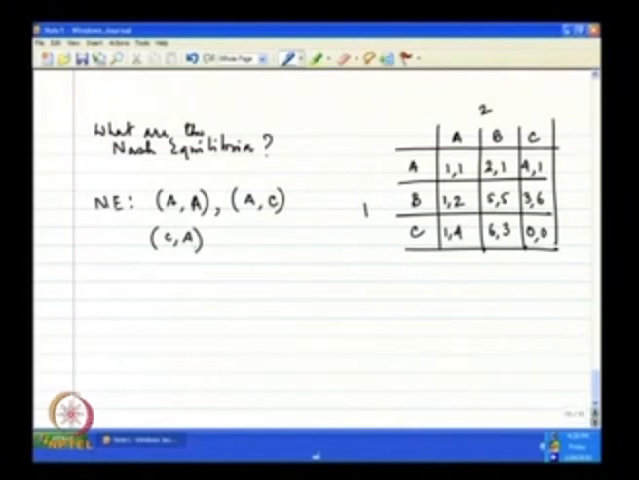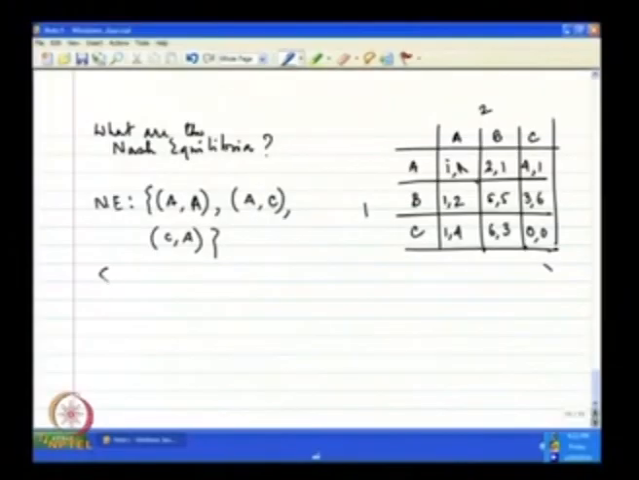In fact, this game is a symmetric game. We can see it very clearly because along this AA, BB, CC diagonal, the payoffs of the two players are the same. And for the cells which are not on the diagonal, the payoff of player 1 from playing BA is equal to the payoff that player 2 gets if AB is played. And this applies to all these cells. So, these are the Nash equilibria.